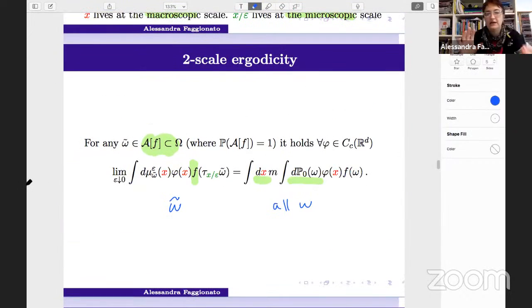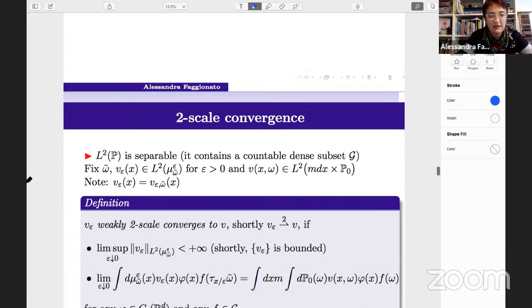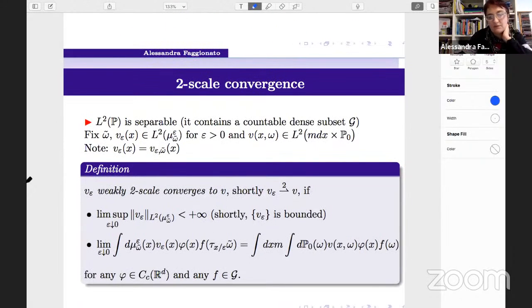Okay, so I have written the two-scale ergodicity in this two-scale form, because two-scale convergence now is not something free. It's a property that I want to isolate, and it is a sort of empowered two-scale ergodicity, two-scale averaging. So it's the following. Recall that I assume that the space is separable in order to continue. So it has a countable dense subset, G.